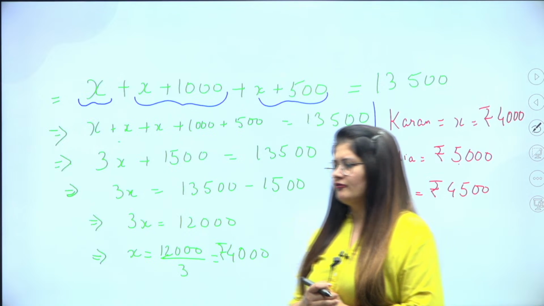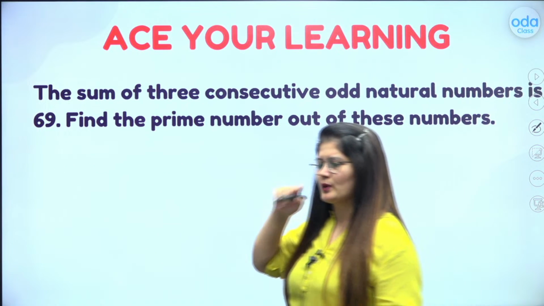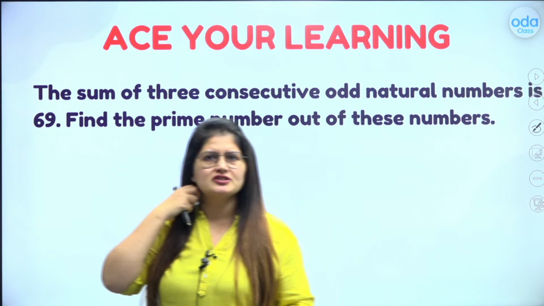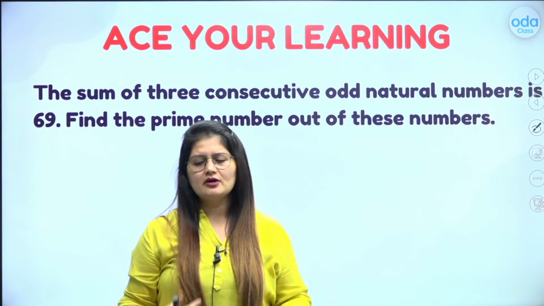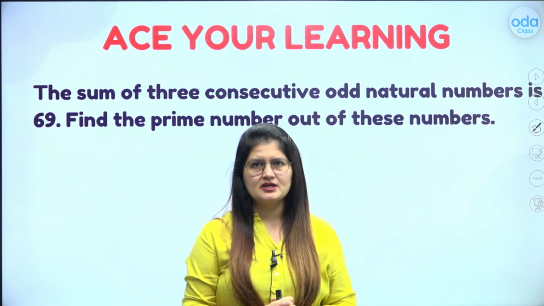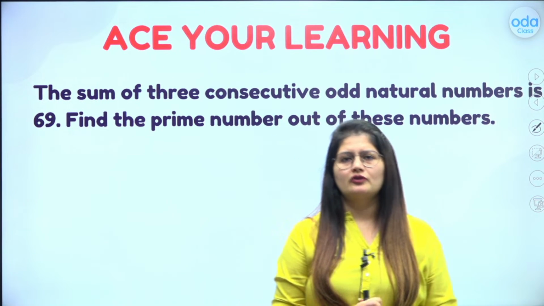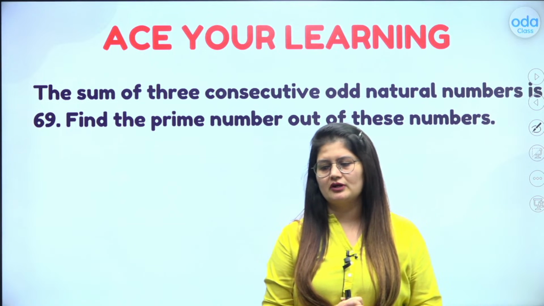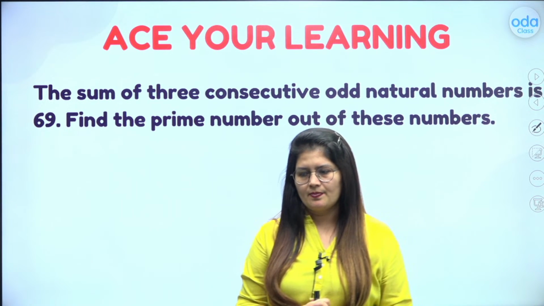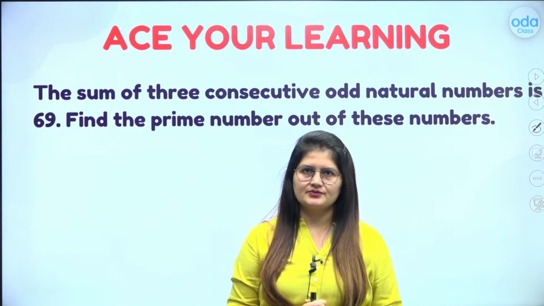Okay, now moving on, if I talk about the next question that you might get, which is again a number problem. The question says that the sum of 3 consecutive odd natural numbers is 69. Find the prime number out of these numbers.